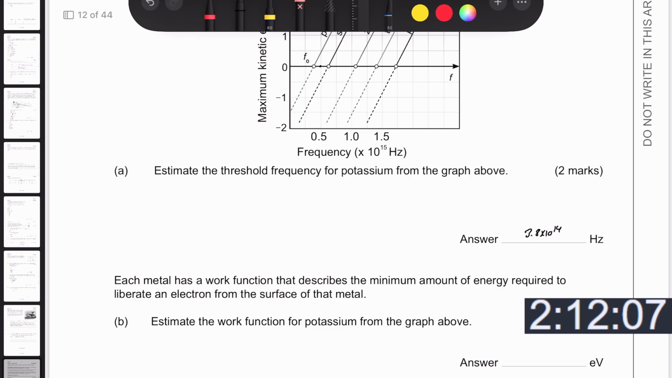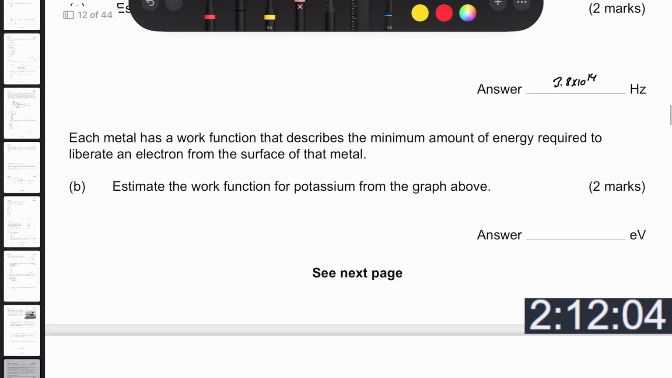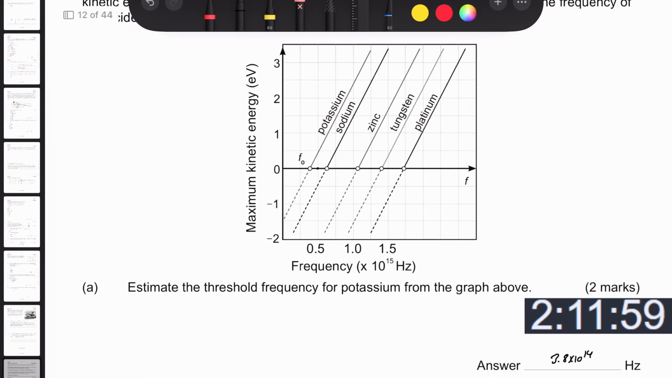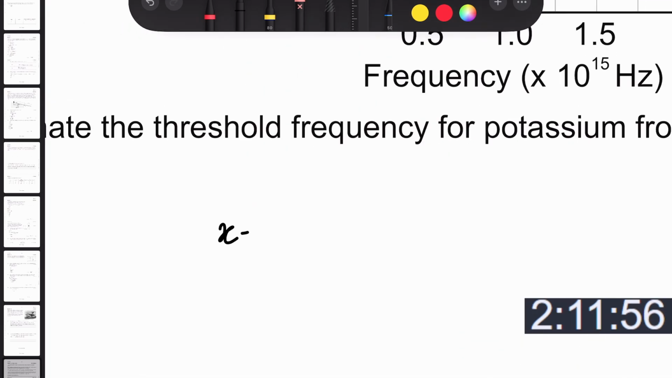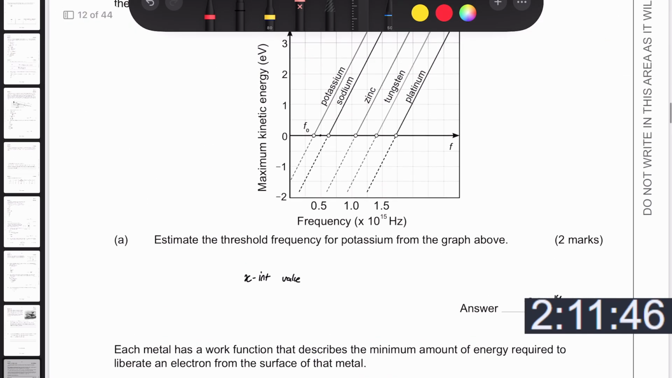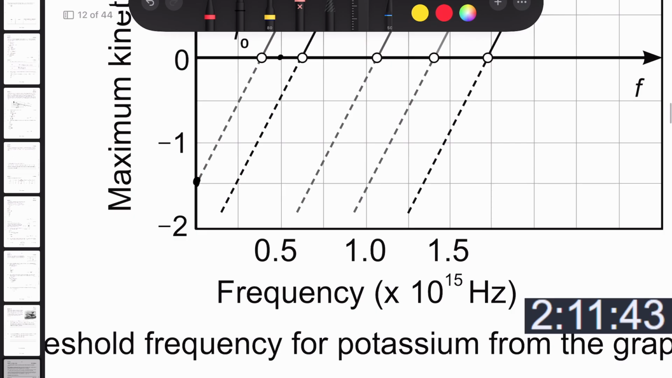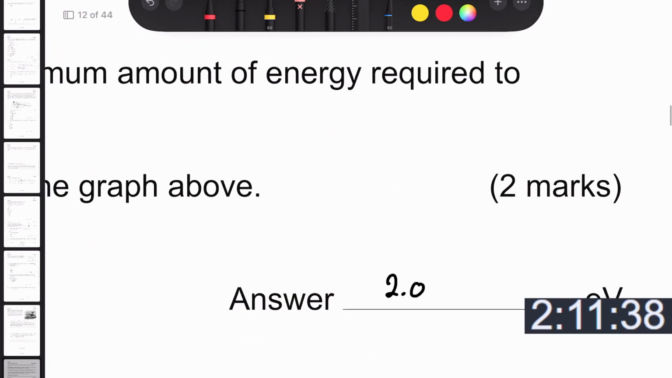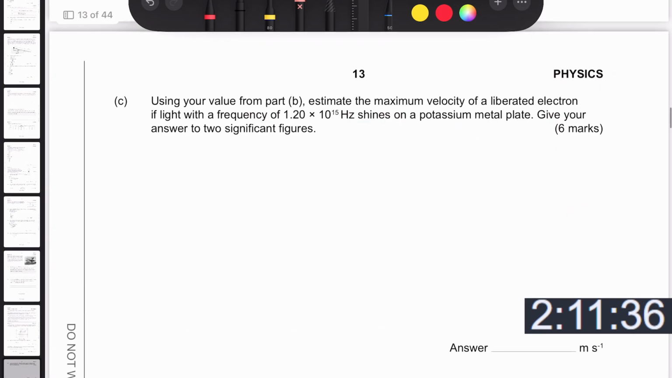So then each metal has a work function, which describes the minimum amount of energy. Estimate the work function from the graph below. Oh yeah, I should say x-intercept value, and then here I'll say y-intercept value. So the work function of potassium, probably about 2.00. And these are just estimates, so 2 sig figs. Use your value, estimate the maximum velocity of a liberated electron if light with frequency shines on that.